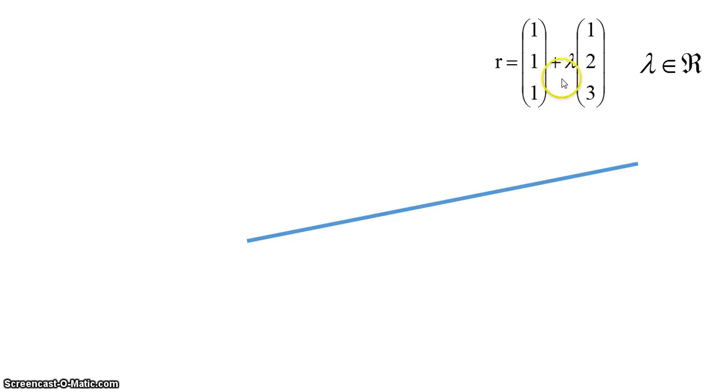So let's get started. You can see over here we have a standard equation of a line in vectors. This is how we read this: r equal to (1,1,1) plus lambda times (1,2,3), where lambda can be any real number. So obviously we have a line, and this equation is supposed to represent this line in vectors.